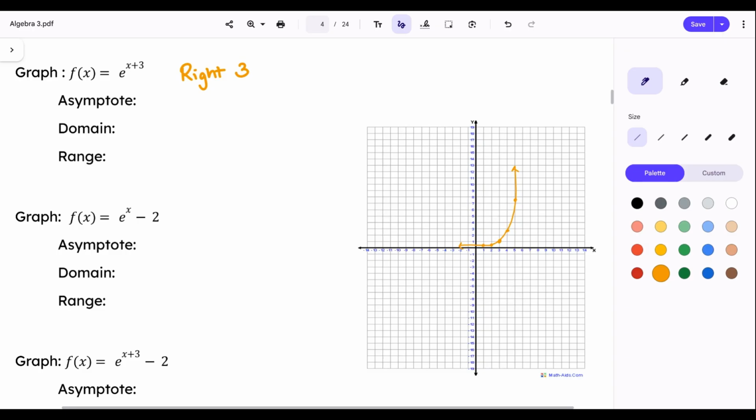No, those are all the same as they were, right? So I'm going to go ahead over here and just say my asymptote is still y equals 0. My domain is still negative infinity to positive infinity. And my range is still 0 to positive infinity. All of that did not change. It's unaffected by the fact that it moved right 3. Okay, what happens on the next one?